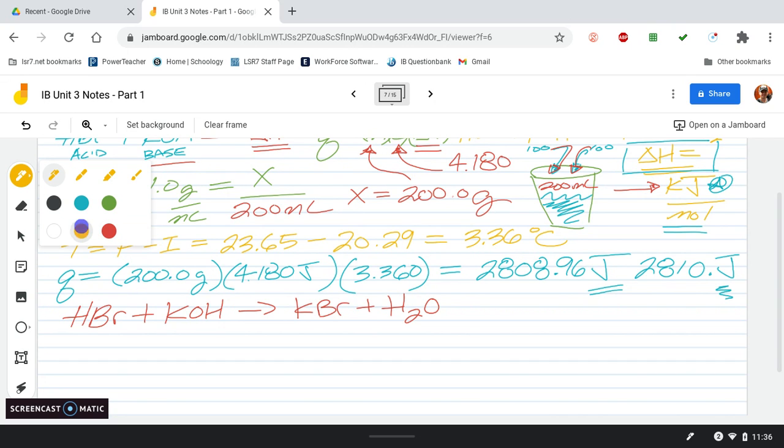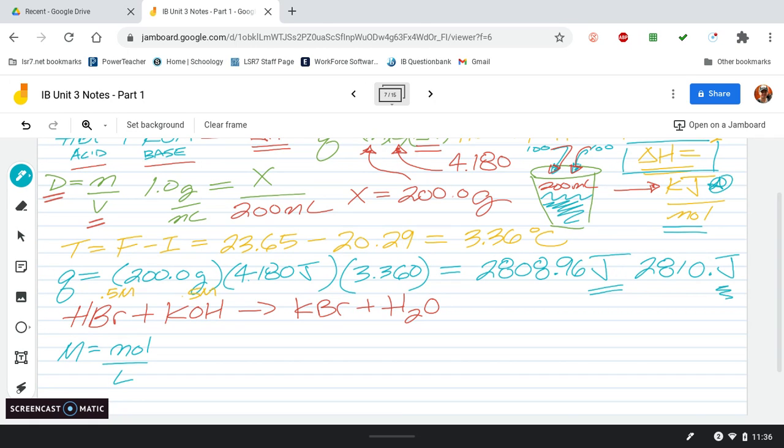Okay. The problem tells us that you get half a mole of each of these. So this is like 0.5 molarity, 0.5 molarity, which means that you have 0.5 moles per liter. So we can use that to figure out how many moles we have, and then we can figure out how to find the delta H. So let's go back to our molarity formula. Molarity equals moles over liters.